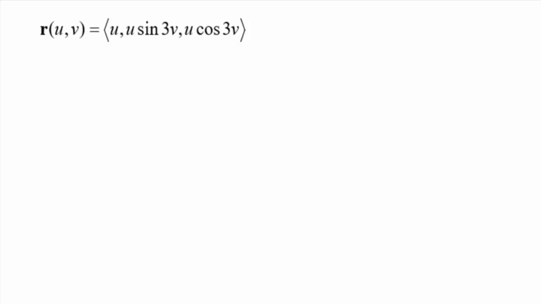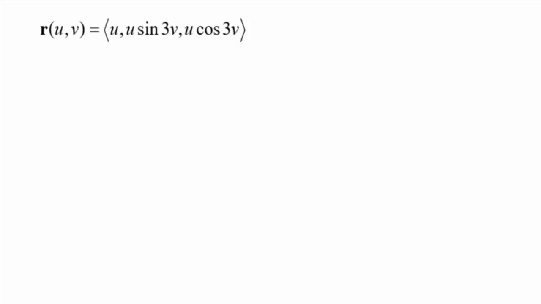In this question, we're given a parametric surface, R of u, v equals u sine 3v, and u cosine 3v. And we want to write this in rectangular form. And so right away, when I see a sine and a cosine, I'm thinking of using my favorite trig identity.